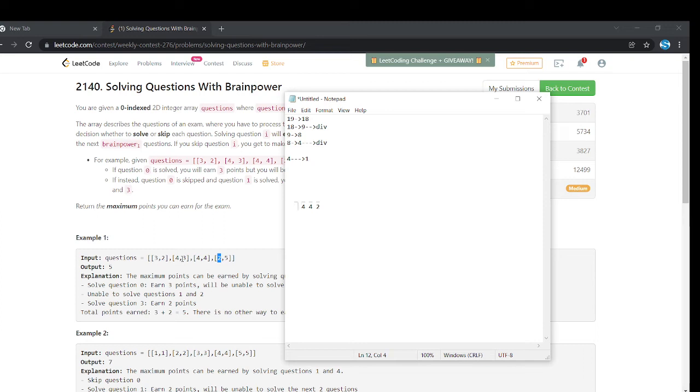But what if I solve the first one? If we solve the first one, the points we get are 3, and we won't be able to solve the next 2 questions, which are 4 comma 3 and 4 comma 4. So the very next question that we could solve is 2 comma 5. So 3 plus 2 will be 5, isn't it?